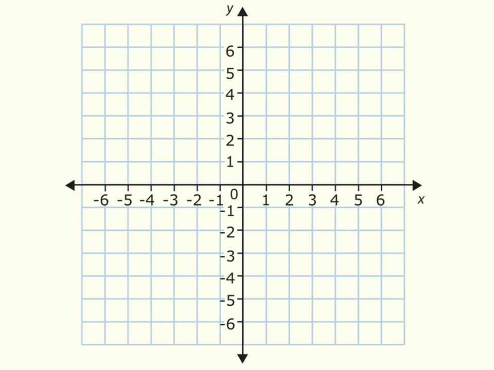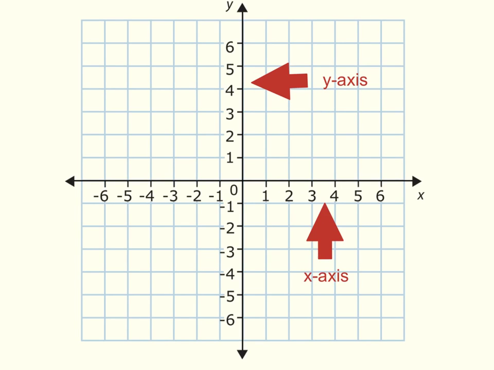So here we have a coordinate plane going from -6 to 6 on both the x and y axis. This is the y-axis here. And horizontally going across the graph, this is the x-axis. The point in the middle of the graph is known as the origin.